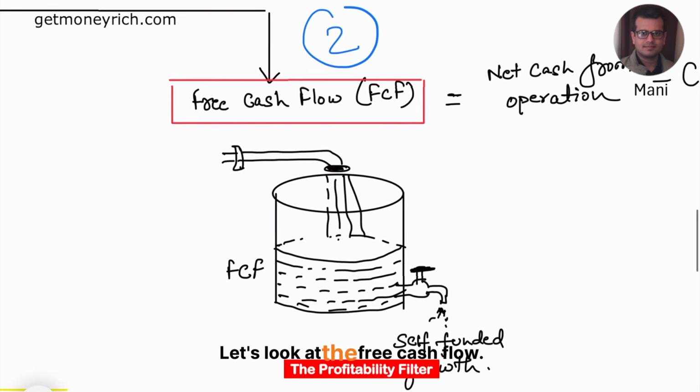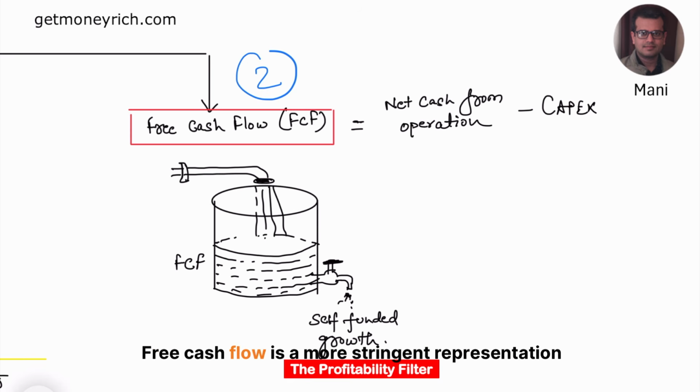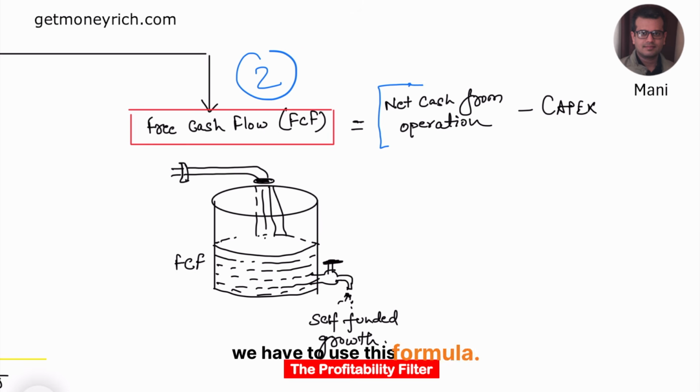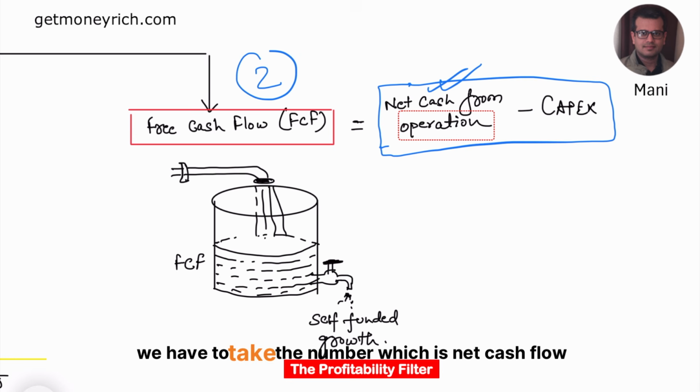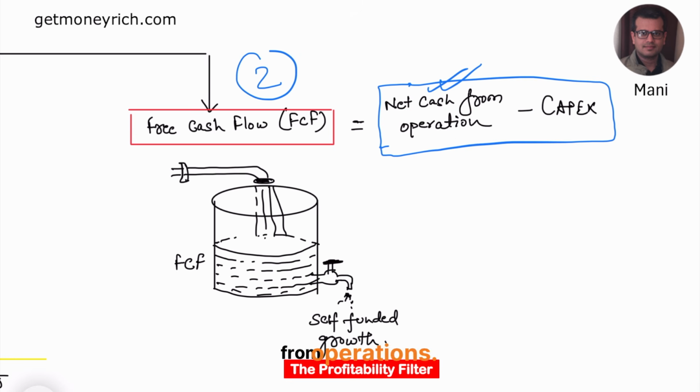Let's look at the free cash flow. Free cash flow is a more stringent representation of the profitability of a business. For a company which is truly profitable, looking only at its net profit will not be sufficient. To know if the company is actually making profit or not, we have to compute its free cash flow. To calculate it, we open the cash flow report of the company, take the net cash flow from operations, and subtract the capex from it. That will give us the FCF.